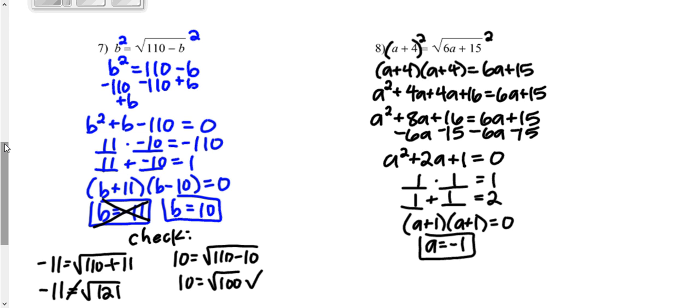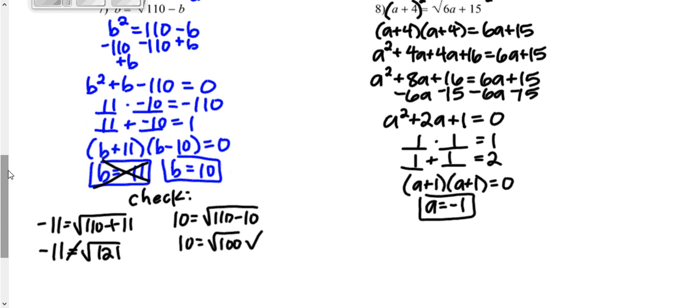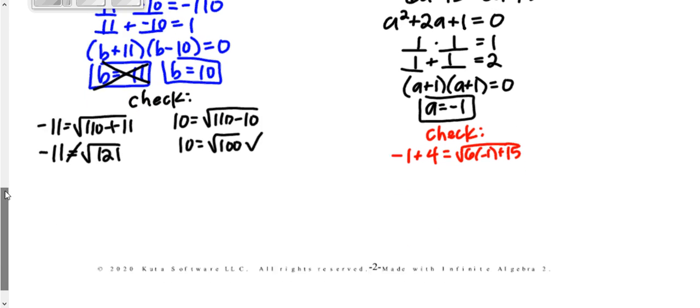Okay, so let's check our answer here. Back into the original equation, that would be negative 1 plus 4 equals the square root of 6 times negative 1 plus 15. So negative 1 plus 4 is 3. 6 times negative 1 is negative 6, plus 15 is 9. The square root of 9 is 3, so that's a true statement. So only a couple extraneous solutions out of those 8 problems, but that is your homework for Target 13.